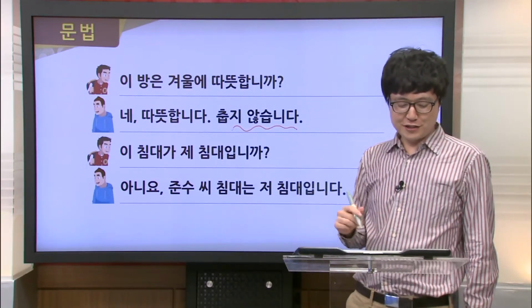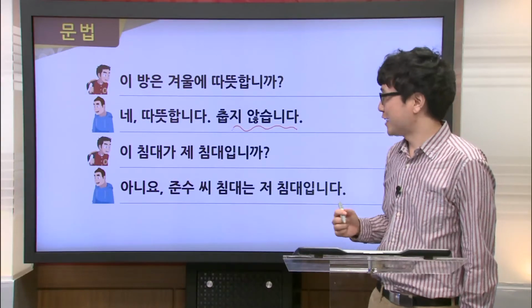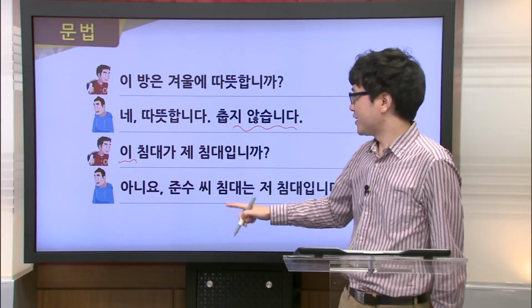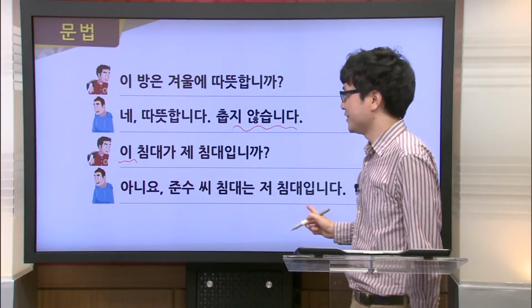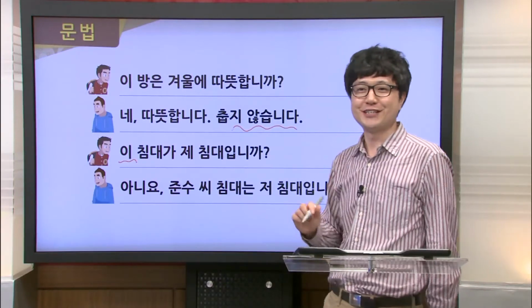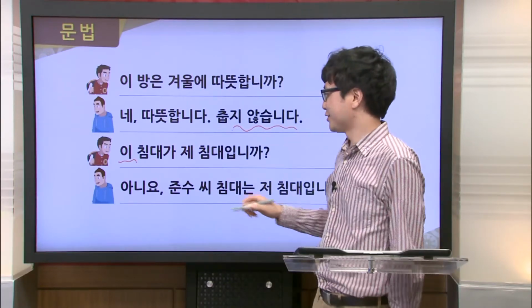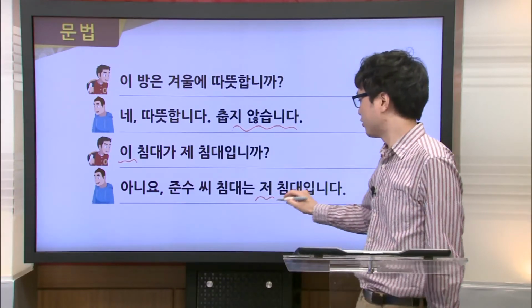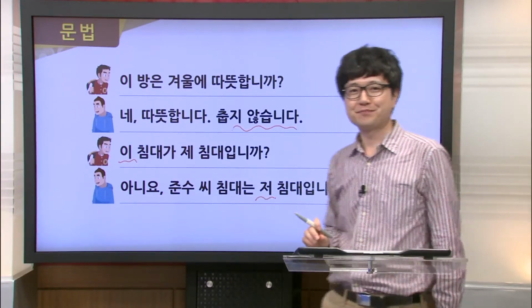And then Junsu proceeds to ask another question. 이 침대가 제 침대입니까? And the roommate responds by saying, well, it isn't. His bed is the other bed. So he responds by saying, 아니요, 준수 씨 침대는 저 침대입니다.